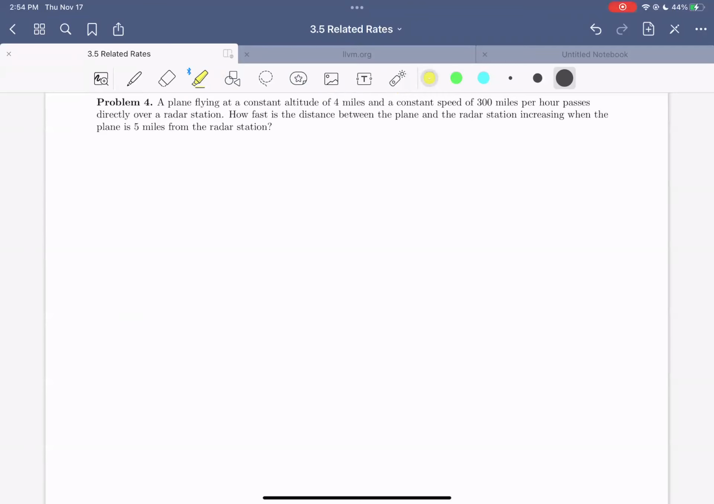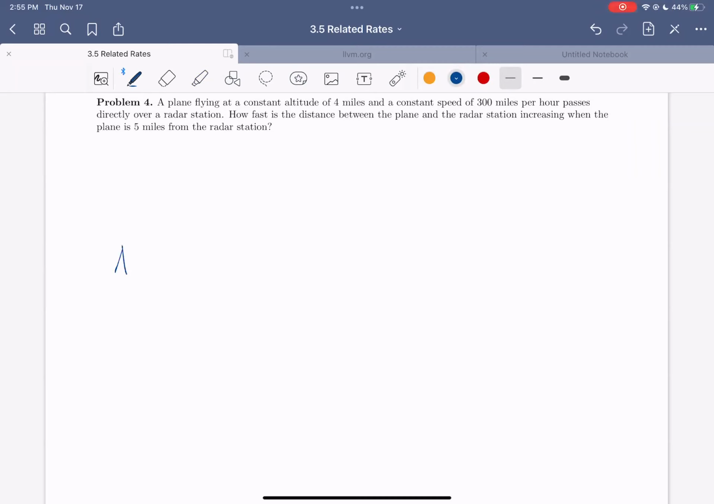All right, so problem 4 says a plane flying at a constant altitude of 4 miles and a constant speed of 300 miles per hour passes directly over a radar station. How fast is the distance between the plane and the radar station increasing when the plane is 5 miles from the radar station? So to get a sense of this problem, let's draw a picture.